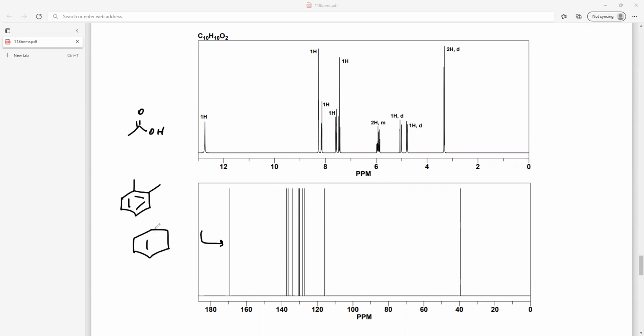So we have the ortho, meta, and the para. Remember, thinking about the splitting patterns, if these two groups are different, para would be two 2H towers. I don't see 2H. It's not going to be that. Ortho is a complete mess of 4H. I might see that, but meta has a 1H singlet.